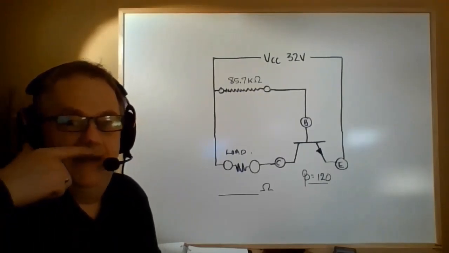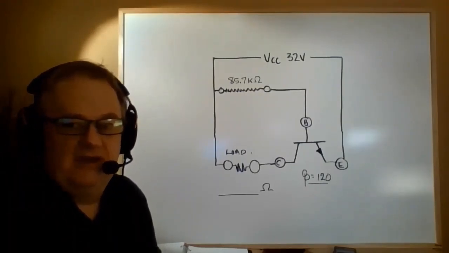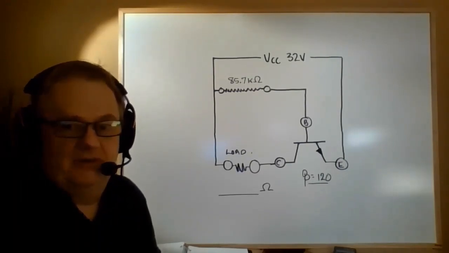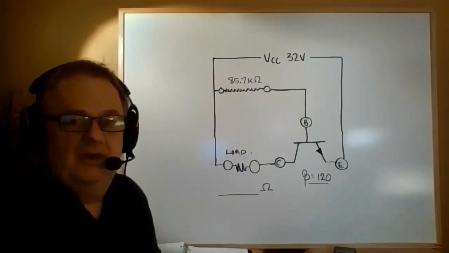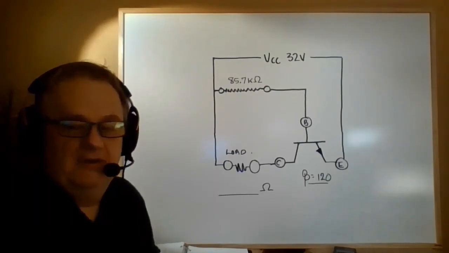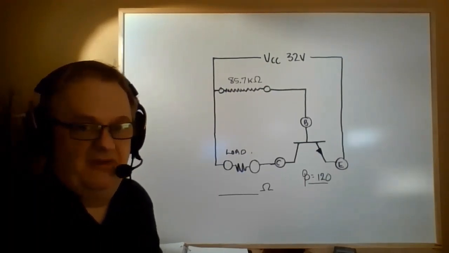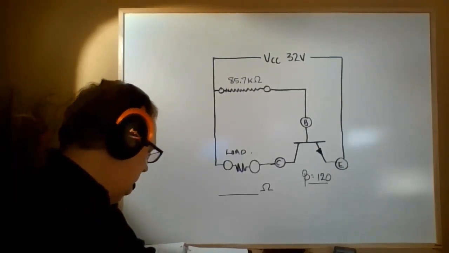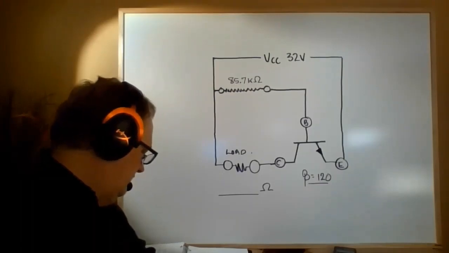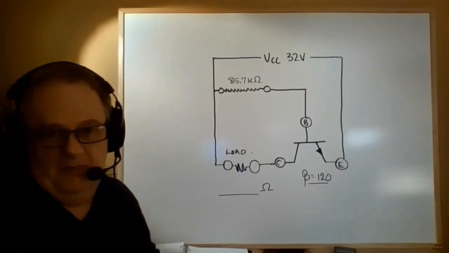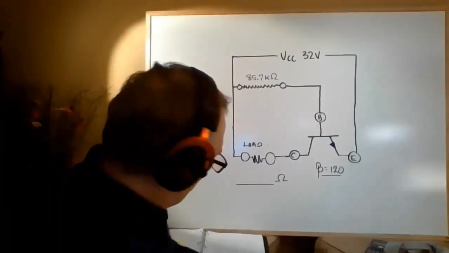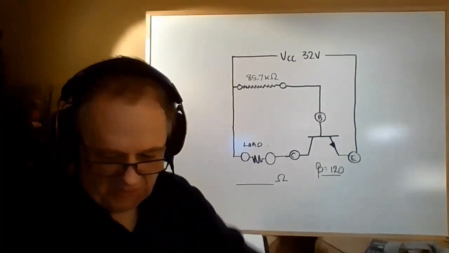So here we have a VCC source voltage of 32 volts. The beta of this transistor, which looks like an NPN, is 120. But we know that we have a base resistance of 85.7 k ohms. And the question that I see with this particular example is, what is the load resistance? How much load resistance is there? So we know that we're at the saturation point in this particular problem.